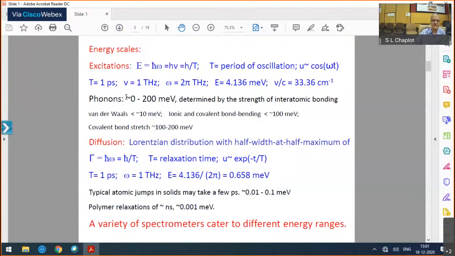Okay, to get the numbers in perspective, this is what we have. We've already talked about it, so we'll come back to it if required. So typically for a frequency of 1 terahertz, or angular frequency of 6 terahertz, the energy is around 4 millielectronvolts. And in centimeter inverse units, this is about 33 inverse centimeters.